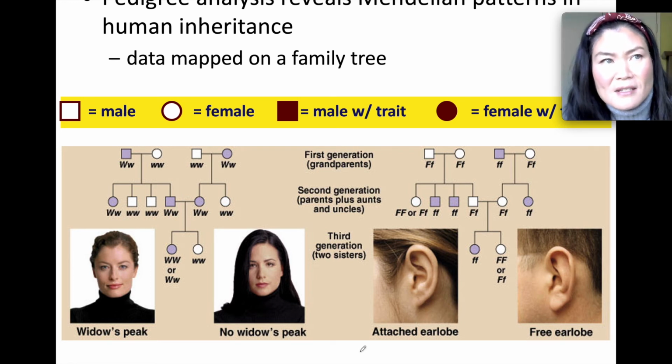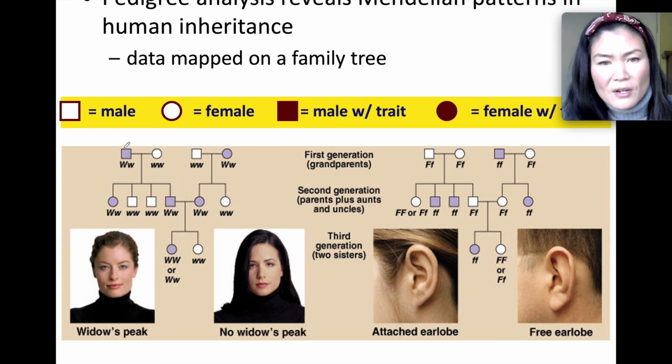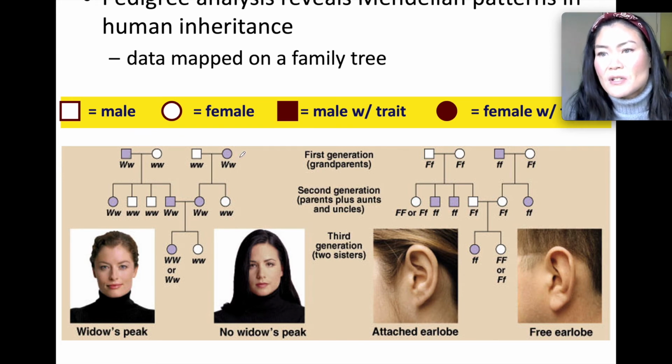A pedigree is a diagram that shows you how a specific trait is inherited through several generations. Okay, so in a pedigree, you're going to see squares and circles. Squares represent males, and circles represent females. If the square or the circle is filled in, that means that individual in that generation has that trait. The trait could refer to a genetic disorder. It could refer to eye color.